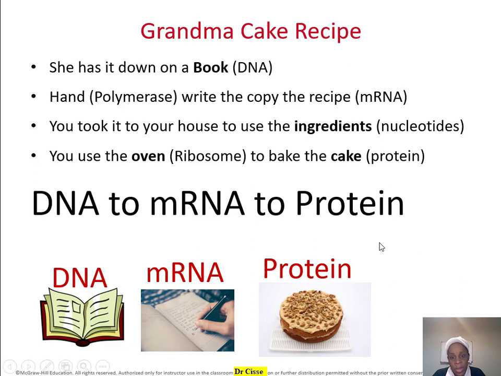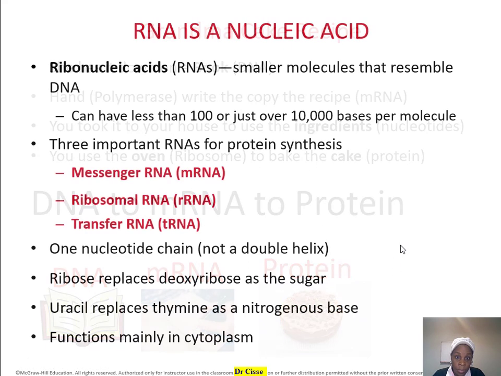Then, the ingredients that need to be added together will be brought by the tRNA, the amino acids, to make the protein. Because we said proteins are just pieces of amino acid added together. That's why we understand who builds those proteins together. Now, the oven in this case is a machine called the ribosome that puts together the pieces of amino acid to make the protein, in this case, the cake.